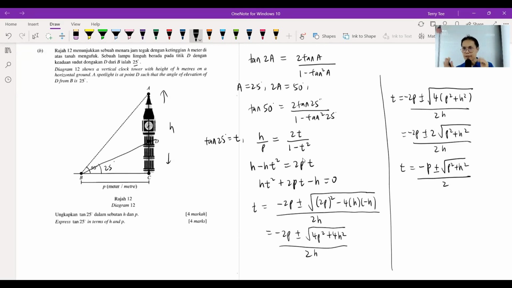Now, what is t again? T is tangent 25. Now, we know tangent 25 must be positive because your p is positive, right? So we don't need to put plus minus. Tangent 25 is positive, more than 0, is an acute angle, so sudut tirus. So your tangent 25 should be minus p plus square root p squared plus h squared over 2.